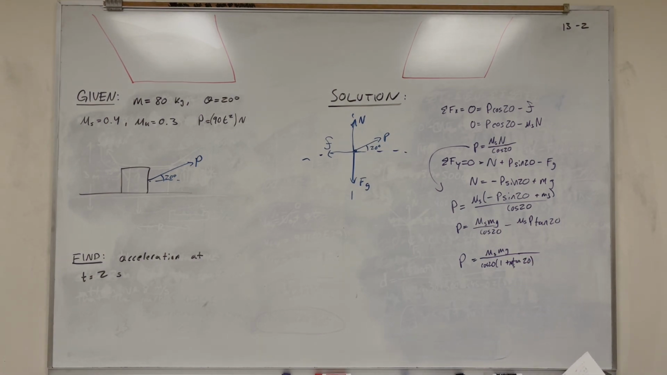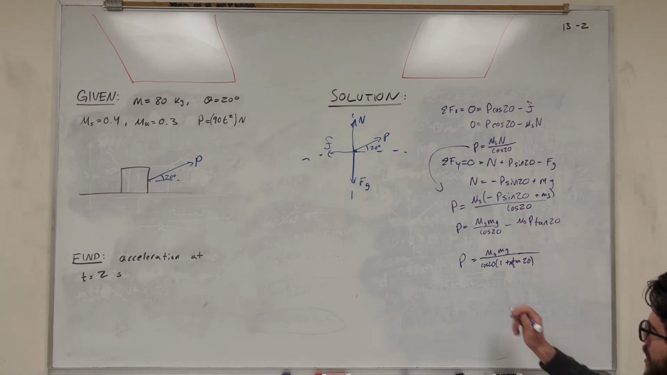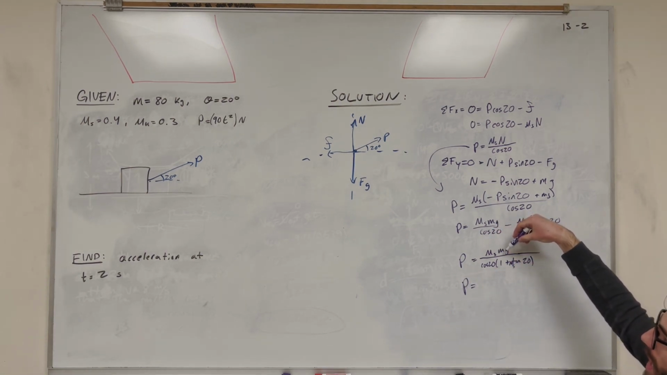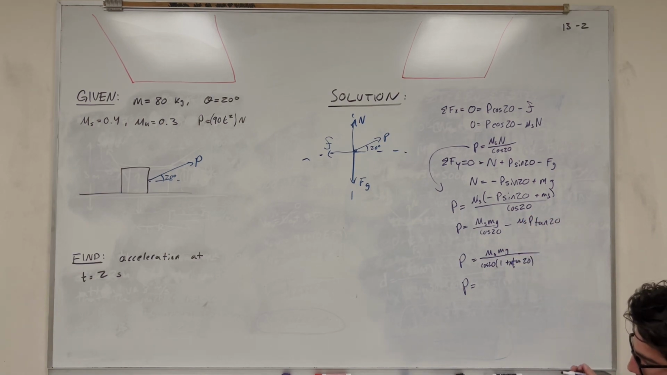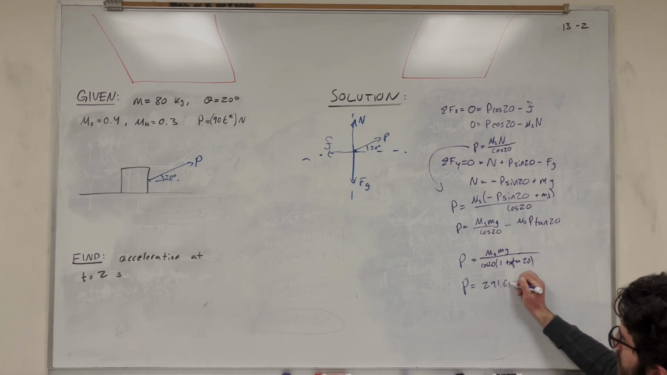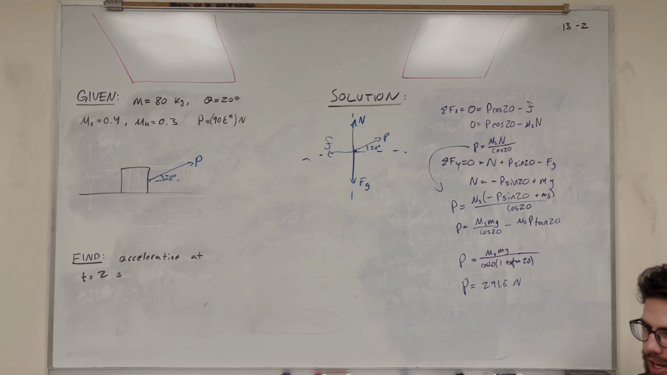Okay, so this is what we end up with. So we can just solve by plugging in our numbers. So coefficient of static friction, 0.4, mass, gravity, 9.81, cosine of 20, coefficient of static friction. You know how to plug all those in, right? You get that this is equal to 291.6 newtons. Okay, so this is the force, basically, at which it breaks that static friction.